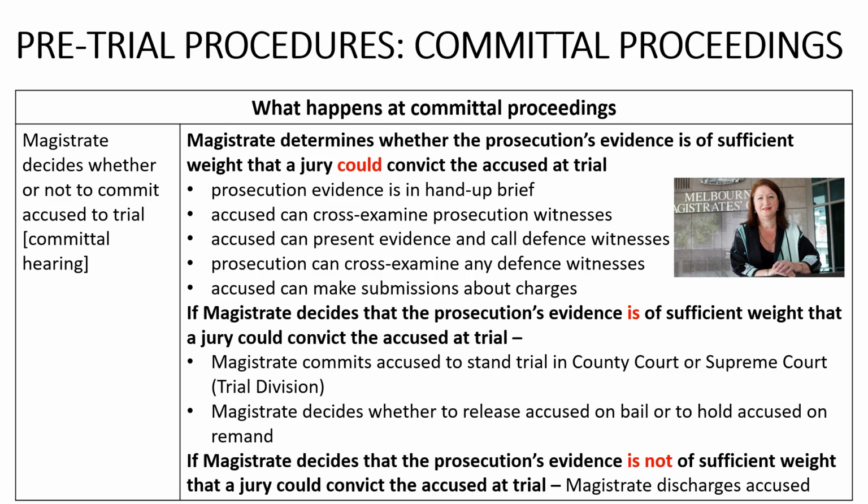If the magistrate decides that the prosecution's evidence is of sufficient weight that a jury could convict the accused at trial, then the magistrate will send the accused for trial in the county court or the trial division of the Supreme Court. The technical term for this is that the magistrate commits the accused to stand trial. The magistrate will then need to decide whether to release the accused on bail or to order that the accused is to be held on remand until their trial.